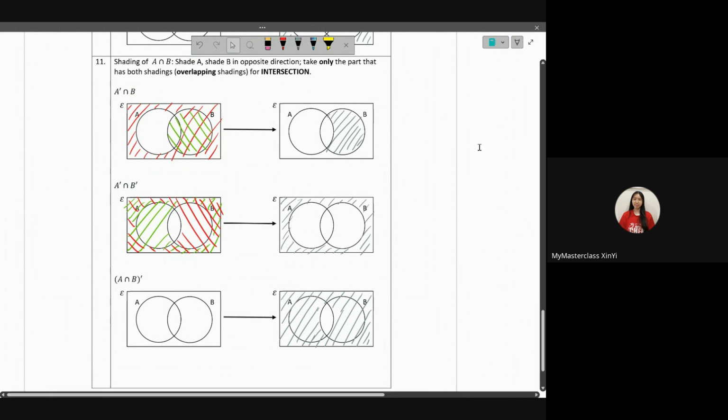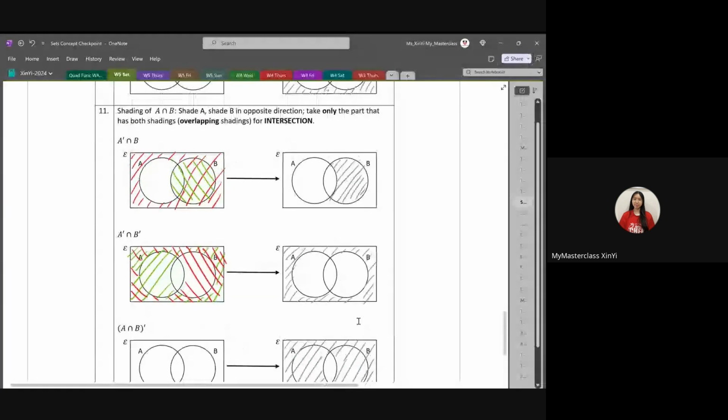Then Sherry, do you have the materials ready with you? Yes. Can you try out the WA prep worksheet for sets and probability?